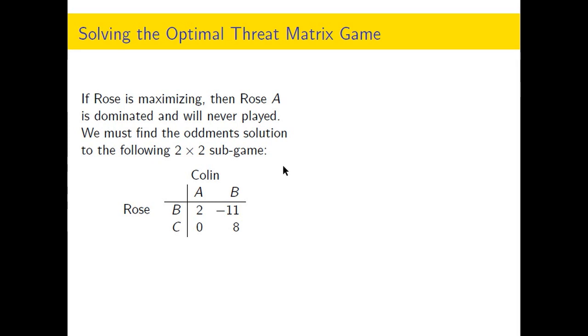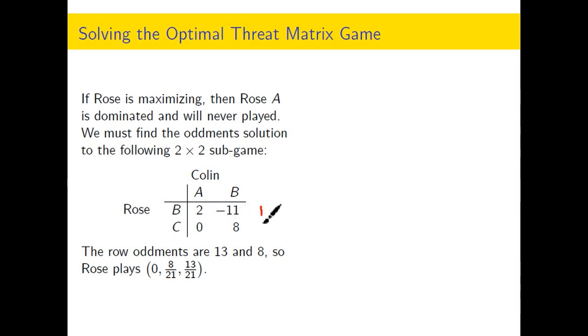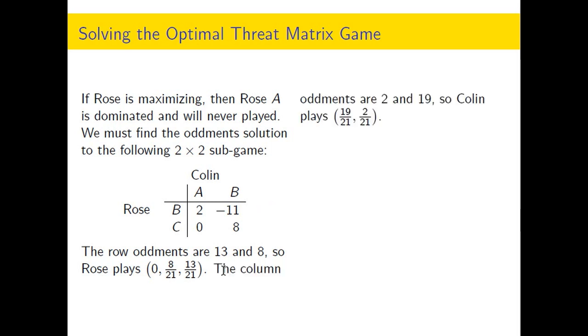It does not have a pure strategy solution, and so we're looking at the oddments. Rose's oddments are 8 and 13: 2 minus negative 11 is 13, 0 minus 8 is negative 8, so those absolute values are 13 and 8. That's where Rose's strategy mixture is coming from. And for Colin, we're taking 2 minus 0 to get 2, and negative 11 minus 8 to get negative 19. So that's where Colin's strategy mixture is coming from.